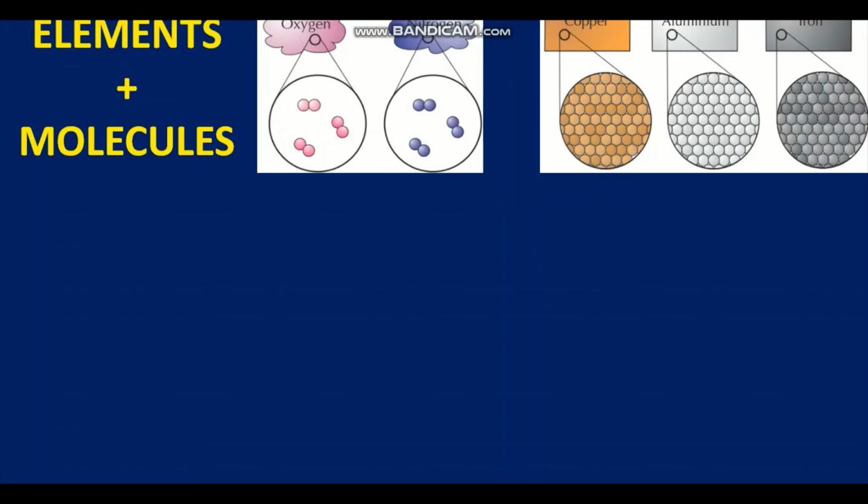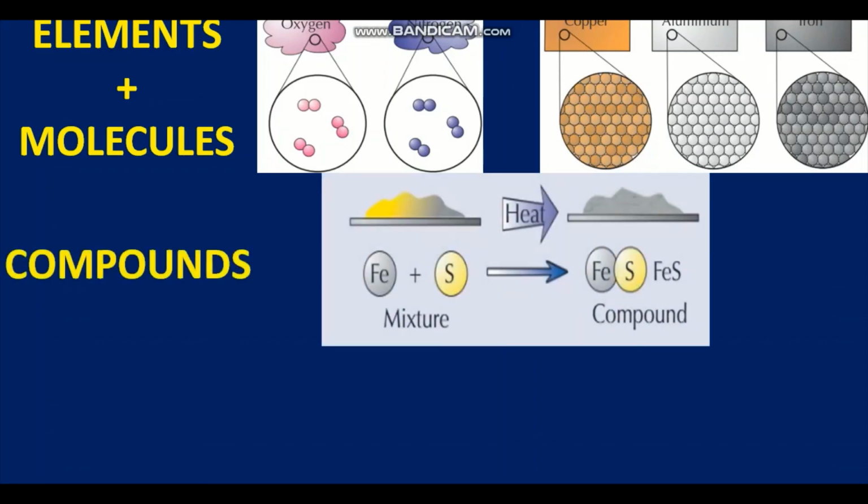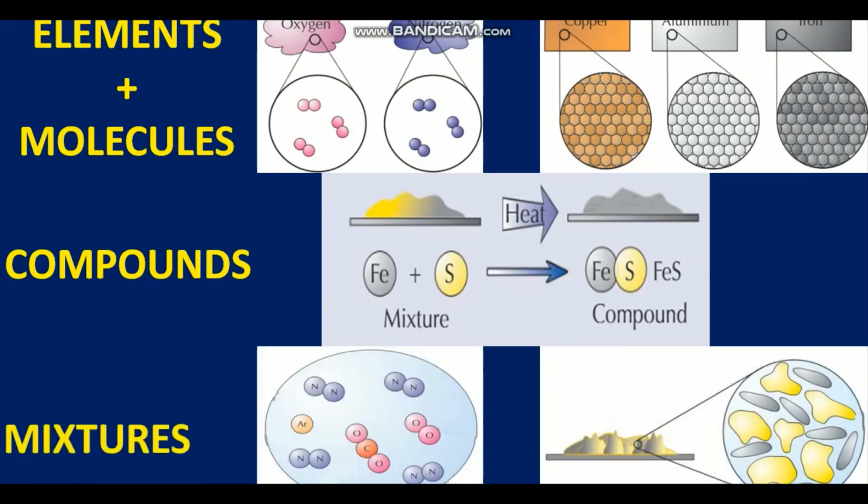There are some elements that naturally travel around in molecules, such as oxygen and nitrogen. Compounds are when two or more different atoms chemically bond, such as iron and sulfur, which makes iron sulfide. Finally, you have mixtures. A mixture is a group of atoms that are not chemically bonded together.